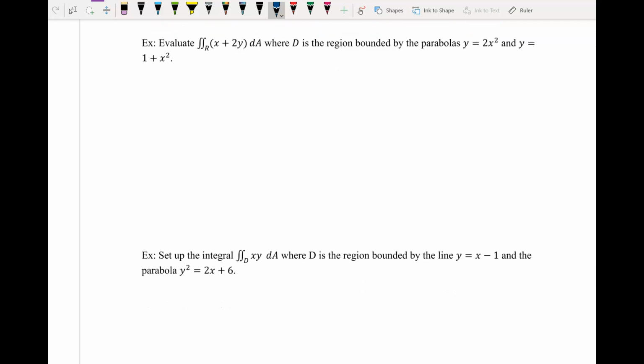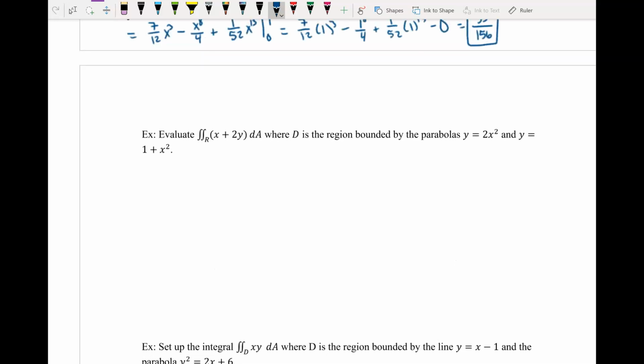All right, so let's say we want to do the double integral over the region R, where R here is the region bounded by the parabolas y equals 2x squared and y equals 1 plus x squared. All right, so the first thing that you always want to do is set up the region. Okay, so let's go ahead and take a look at what this looks like.